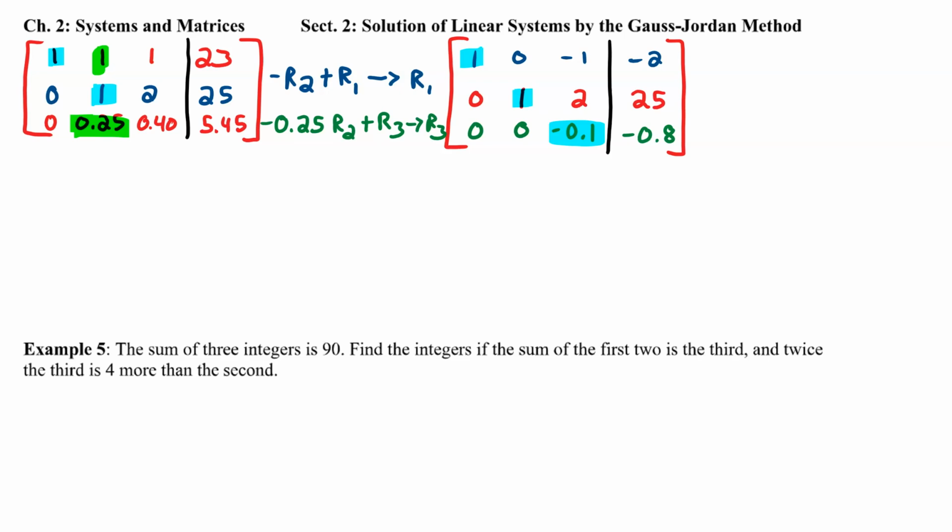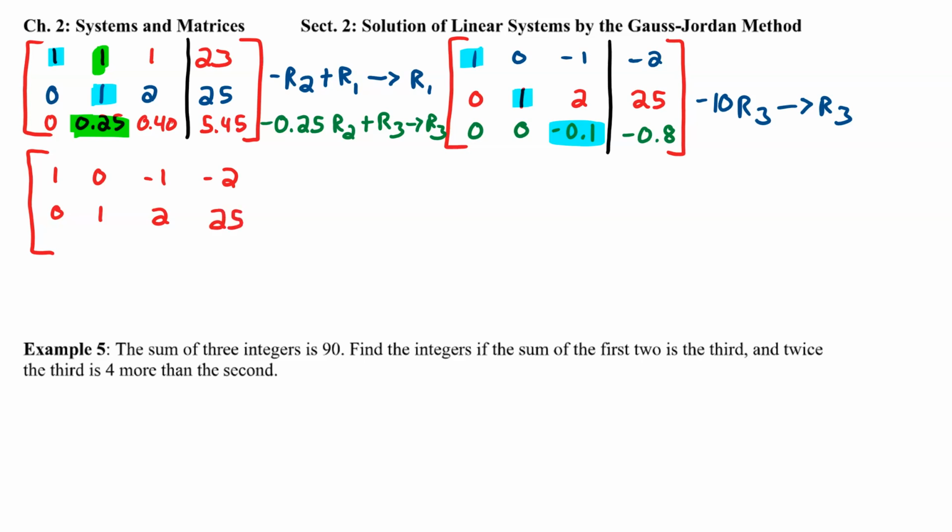In this case, we're going to multiply it by a value of negative 10. So we're just multiplying that bottom row by negative 10. And it's going to replace that bottom row. So our first and second rows will not change from that previous matrix we just did. So we have 1, 0, negative 1, negative 2. And we have 0, 1, 2, 25.